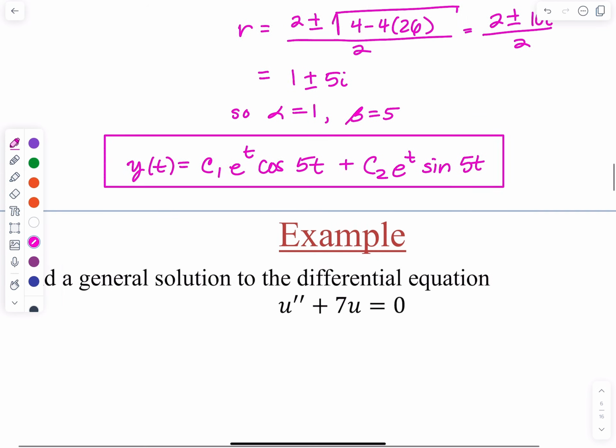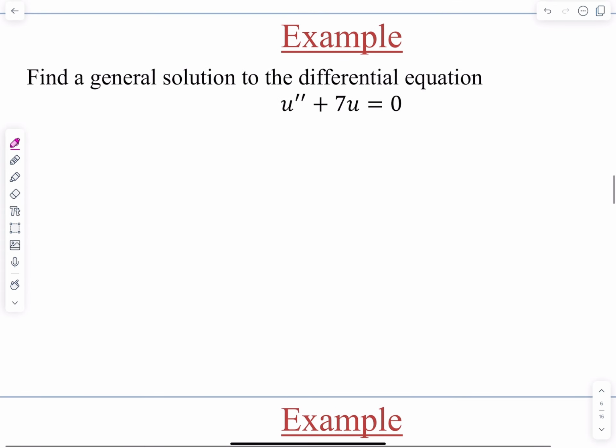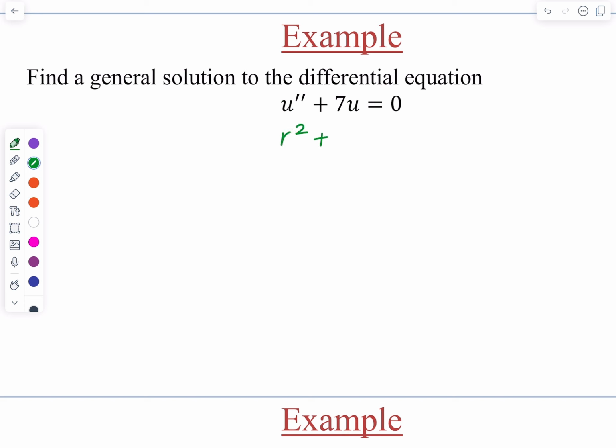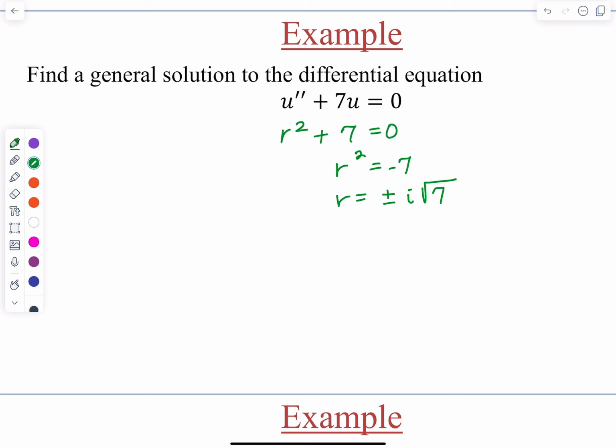Okay, let's take a look at our next example. Find a general solution to this differential equation. u double prime plus 7u equals 0. So our auxiliary equation is r squared plus 7 is equal to 0. And so our roots are r equals plus or minus 7i. Let me write that out. So we have r squared equals negative 7. So r equals plus or minus i root 7.